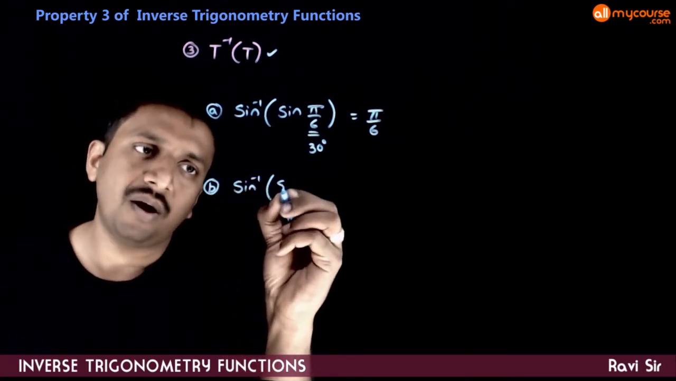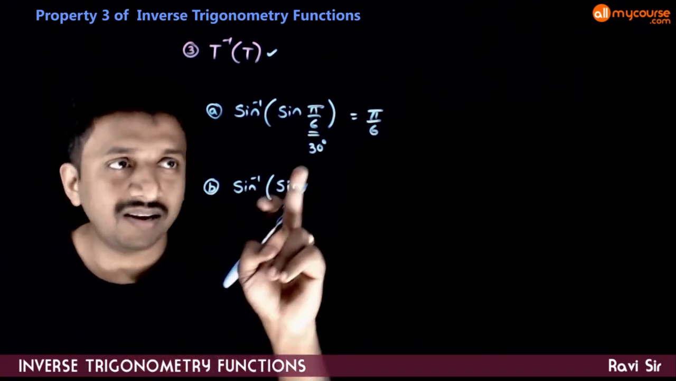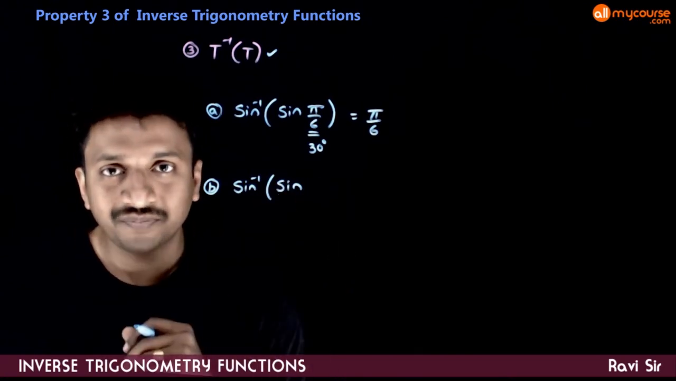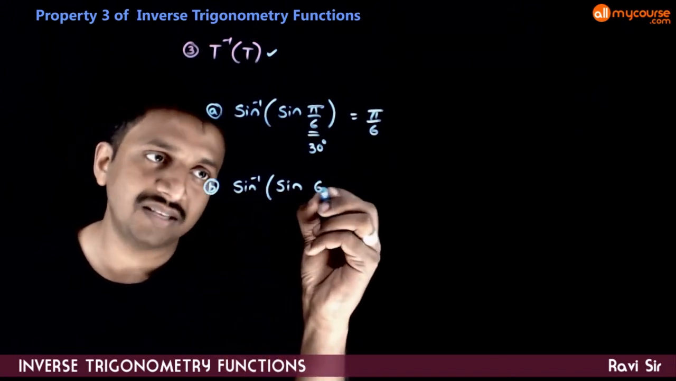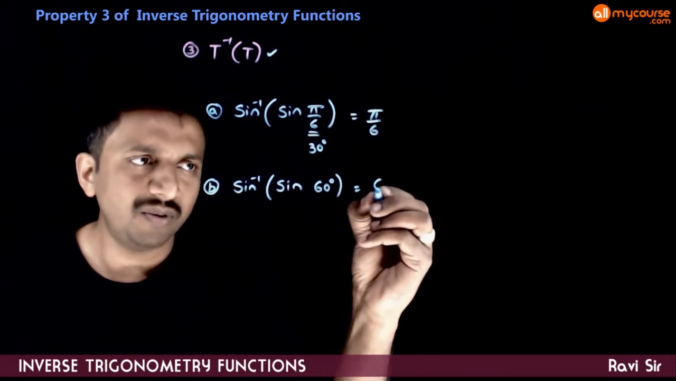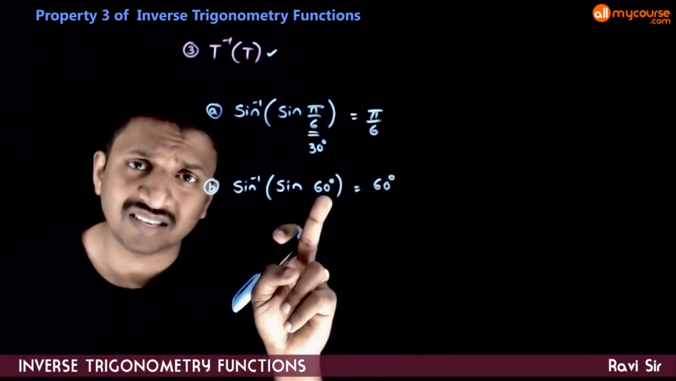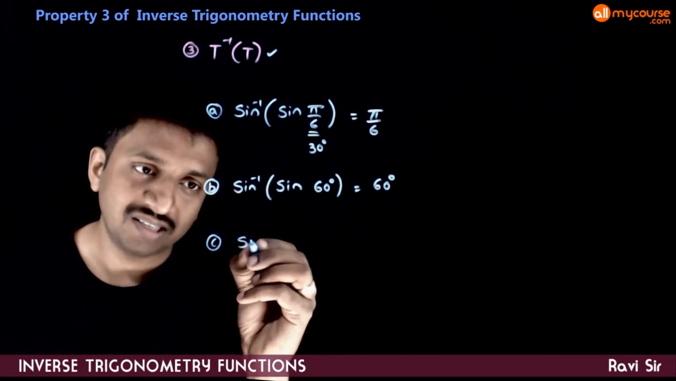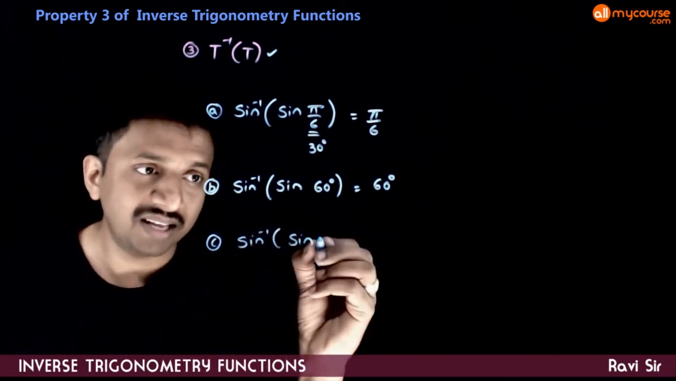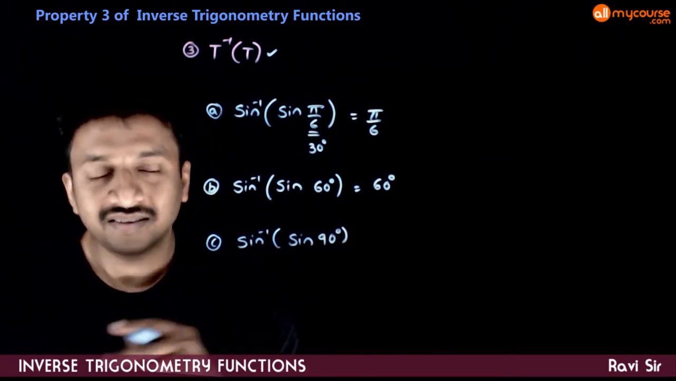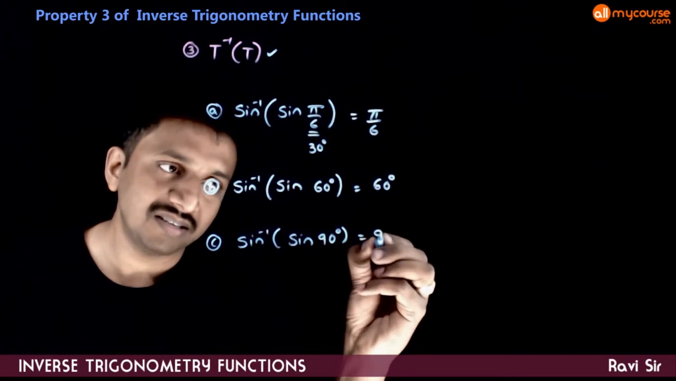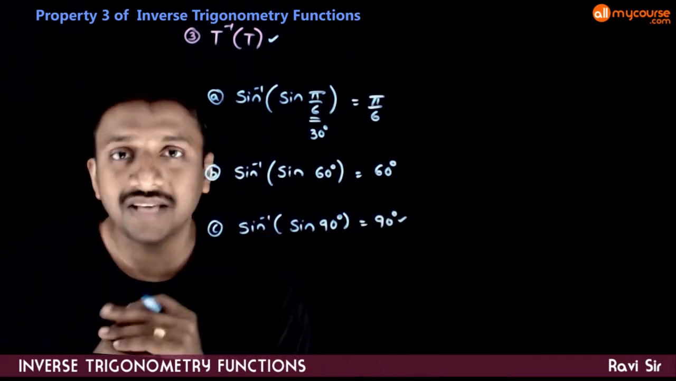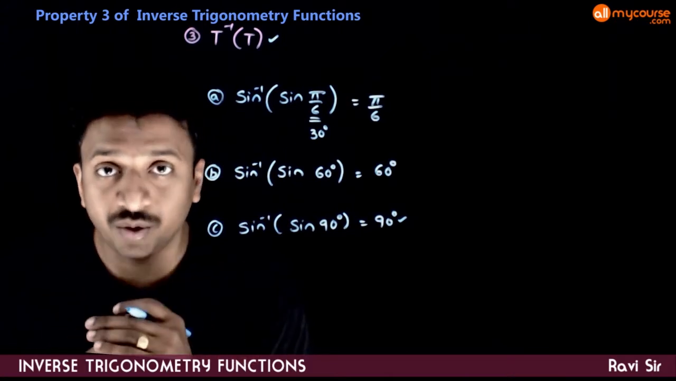Similarly, sine inverse of sine. Without loss of generality, I'll put the angles in degrees just for better understanding. So if I want sine inverse of sine 60 degrees, this will be equal to 60 degrees because 60 degrees lies in the range of sine inverse. Now let us move forward. Sine inverse of sine 90 degrees. Even now sine inverse and sine get cancelled, so it is equal to 90 degrees, because 90 degrees also lies in the range of sine inverse, because the range of sine inverse is minus pi by 2 to pi by 2.